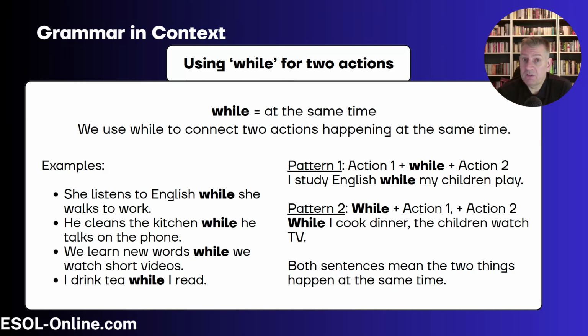For example, I study English while my children play. Or you can flip it so that you use the while at the beginning, and then the first action, comma, and then the second action. For example, while I cook dinner, comma, the children watch TV. So both are correct. You can flip the sentence around. The only difference is obviously with while in the middle, you don't need a comma. When you've used while at the beginning, then you do. But both sentences mean 2 things happen at the same time.